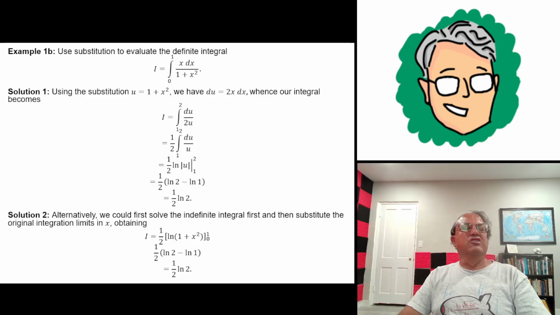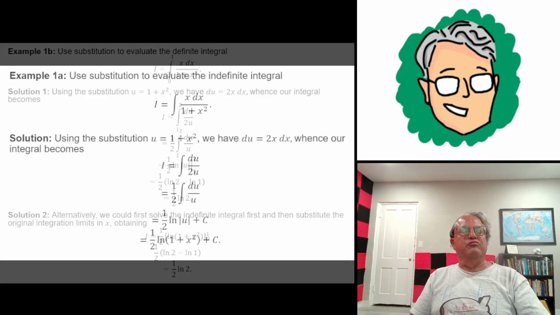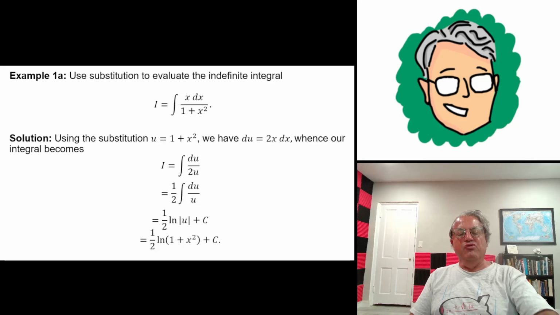And now for part B of this example, let's do a definite integral like this. Whenever you have a definite integral, there are two ways you can do it. One way is to first solve the indefinite integral. That's actually solution 2, and that way is usually harder. But let's just do it that way first. We already got the answer from before. It's 1/2 ln of 1 plus x squared plus c. Suppose you got that.